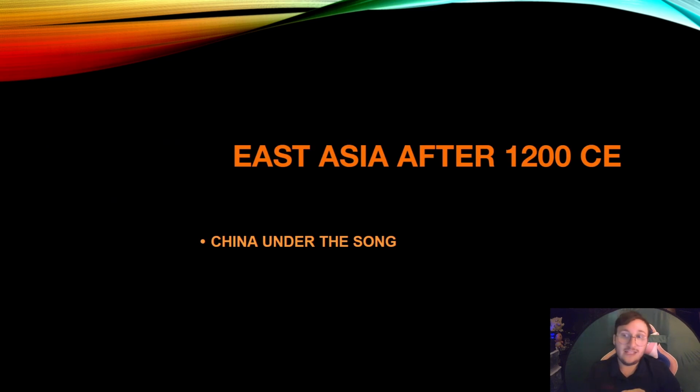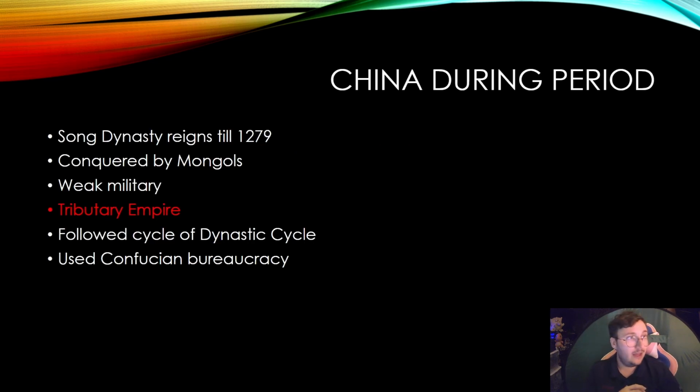So, East Asia after 1200 CE, this is going to be China under the Song. The Song Dynasty is going to reign until 1279, when it's going to be conquered by the Mongols. The reason it's conquered by the Mongols is that it's going to have an extremely weak military. They're also going to be set up as a tributary empire where surrounding civilizations and surrounding towns and communities pay tribute to the Song Dynasty. Of course, they're going to follow the dynastic cycle, and they're going to use Confucian bureaucracy.